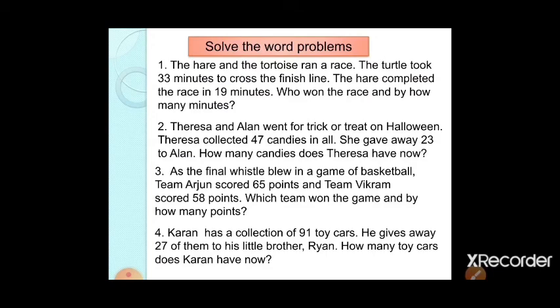First one, let me read for you. The hare and tortoise. You know the hare and tortoise story. The turtle took 33 minutes to cross the finish line. The hare completed the race in 19 minutes. So who won the race and by how many minutes? The turtle took 33, and 33 is more than 19. As the hare took 19 minutes, he took less time, so the hare won the race. And how much less time he took, that you have to find by subtraction.